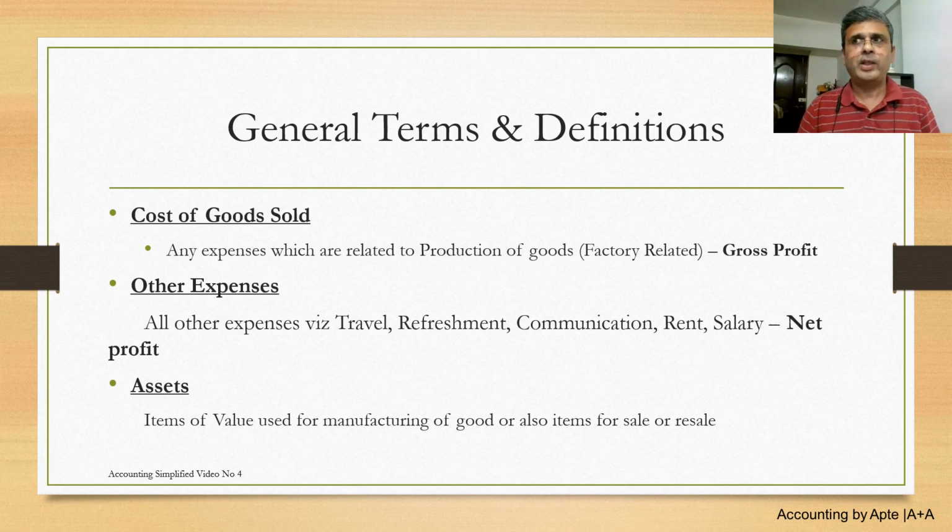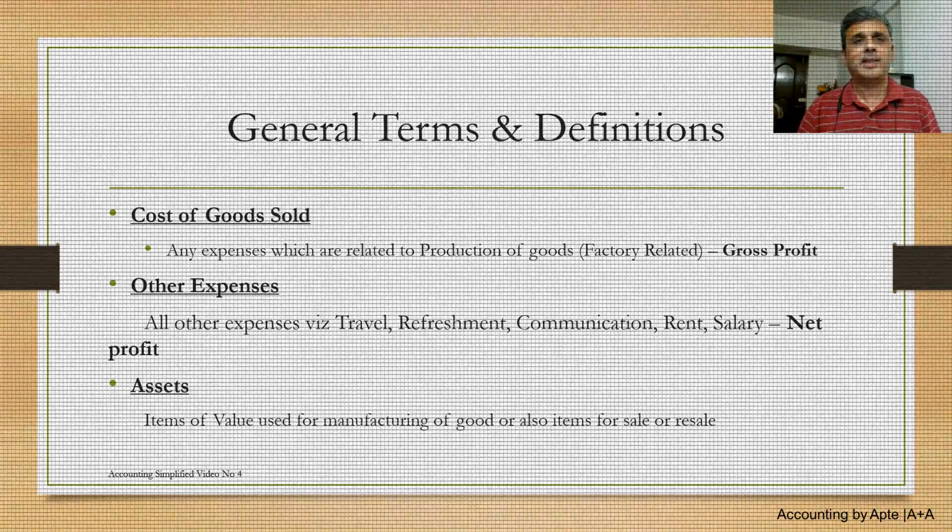Next term commonly used is assets. Assets is nothing but all such items of value basically used for manufacturing of goods or services for resale. Clear? Further details we would do when we touch upon balance sheet. There we would talk more on assets and liabilities. Let's move to the next slide.